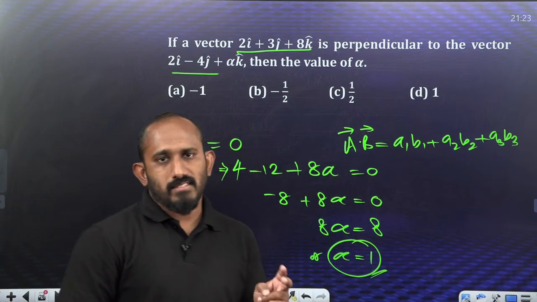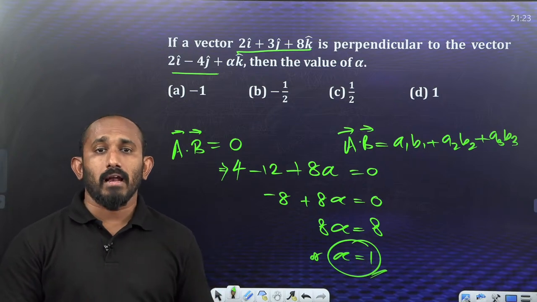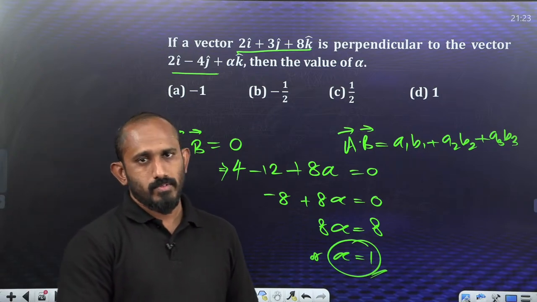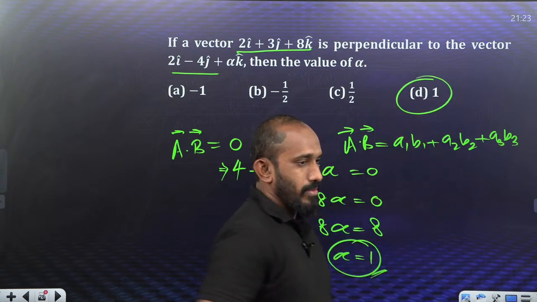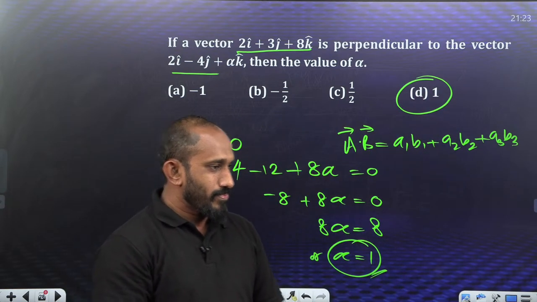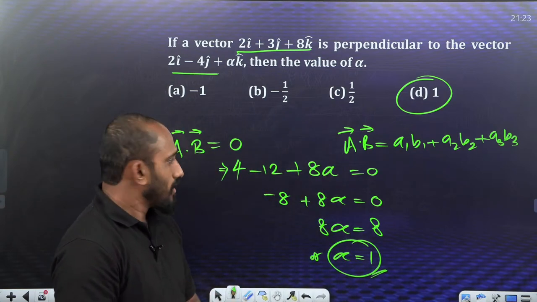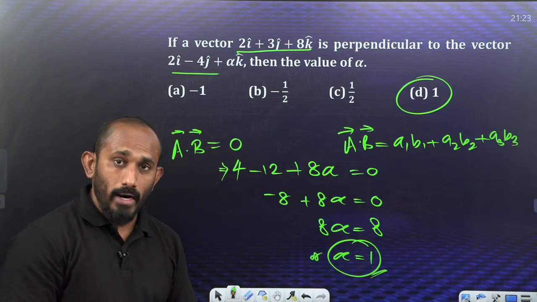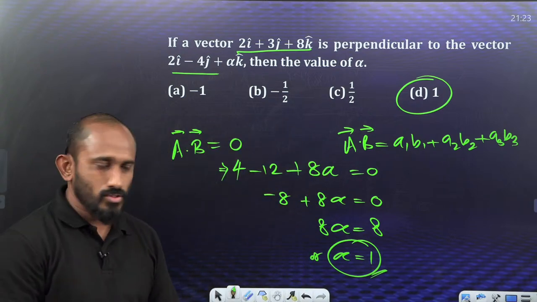So when two vectors are perpendicular, you have to do a dot b. If two vectors are parallel, then a cross b will be 0, the magnitude will be 0. So here option D is the correct answer. Got it. Kavi, Sai, are you there? Magastri, yes. So alpha is equal to 1 is the correct answer. Yes, good. So we'll do the next question.